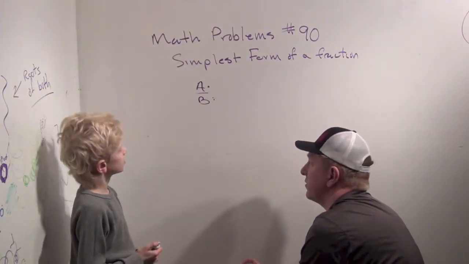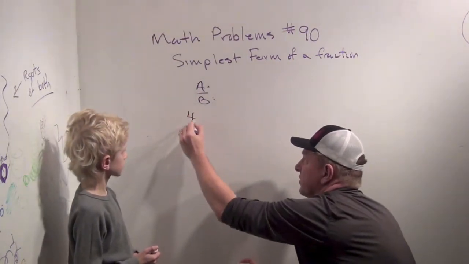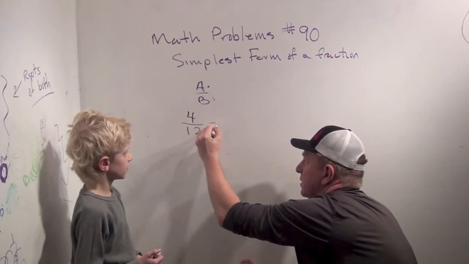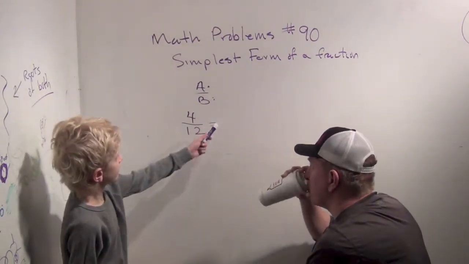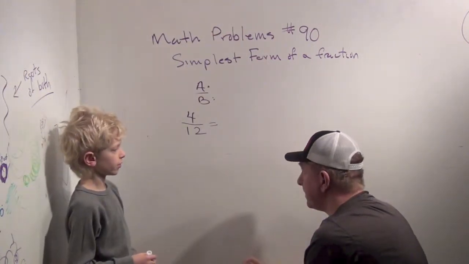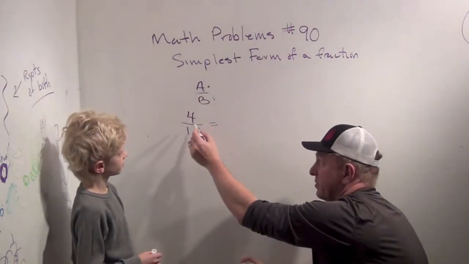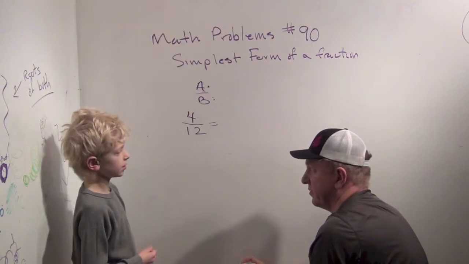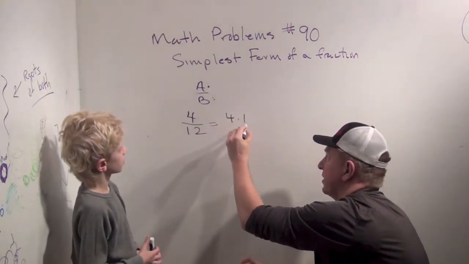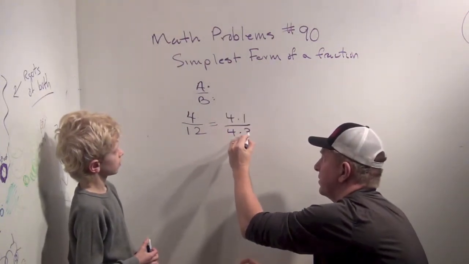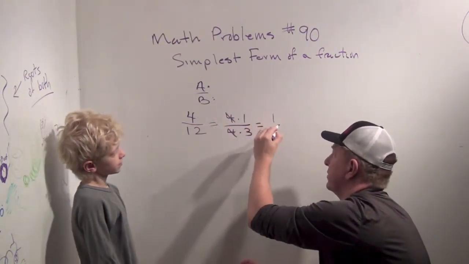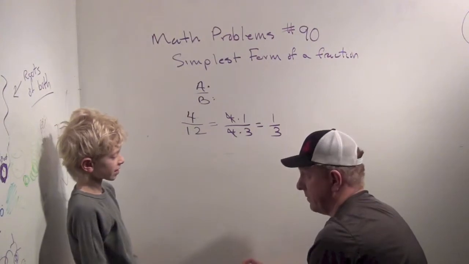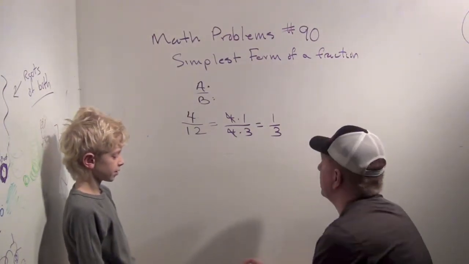So for example, if I write this fraction 4/12, is that as simple as it can be? No, its simplest form is 1/3, because the top is divisible by 4 and the bottom is divisible by 4. So we can write this as 4 times 1 over 4 times 3. The 4's cancel and we get 1/3. Alright, so that's what we're looking for with fractions.